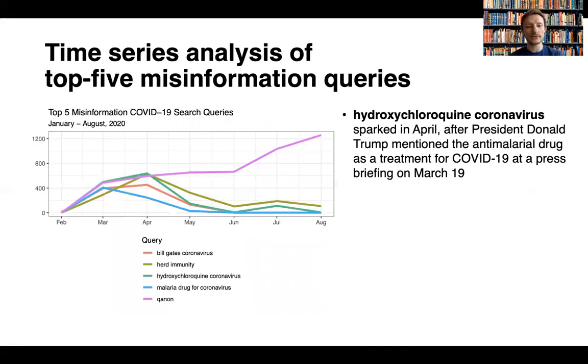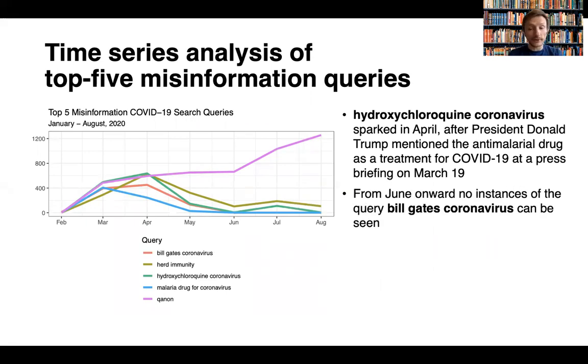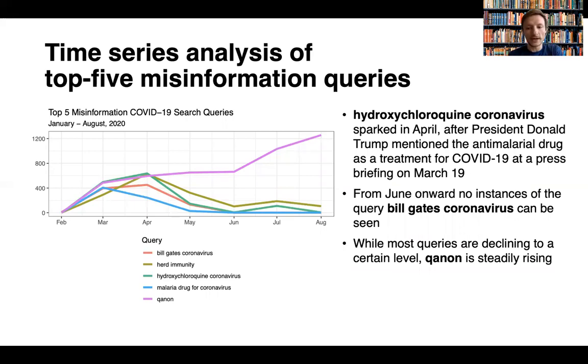If we look at the time series analysis of the top 5 misinformation queries, we can see that, for example, hydroxychloroquine coronavirus spiked in April after President Trump mentioned it as a treatment for COVID-19 in a briefing on March 19. But then you can see there's quite a decline. Also, for other queries, like Bill Gates' involvement in the coronavirus, there are no instances of that query to be found after June, which is quite surprising. On the other hand, as you can see, QAnon is rising steadily.